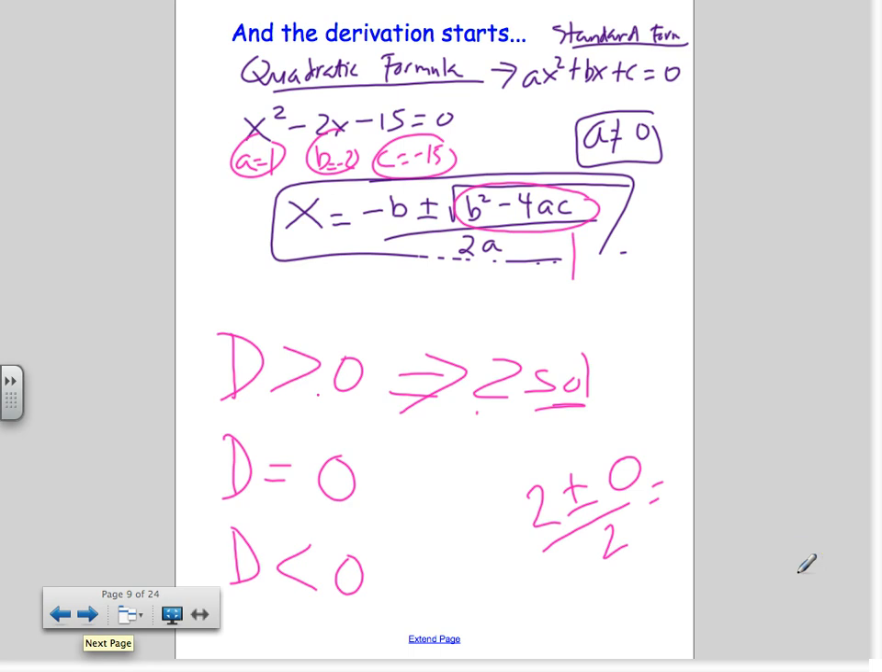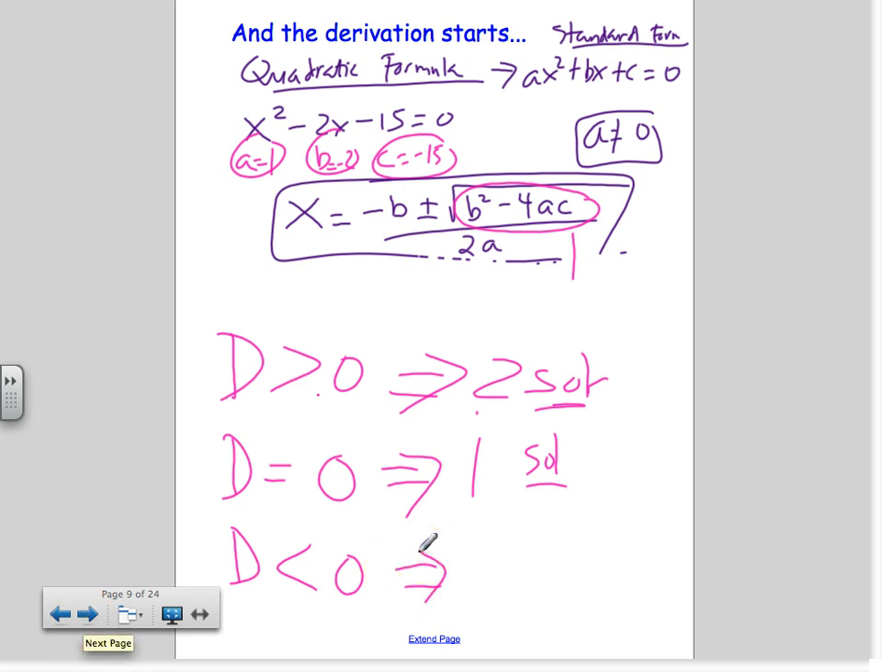Therefore, I only have 1 solution, and that is a good indicator too: every time I have a 0 inside the square root sign, I expect to have only 1 solution. Clear on that? This is just like a warning sign to tell you how many solutions you expect to see.